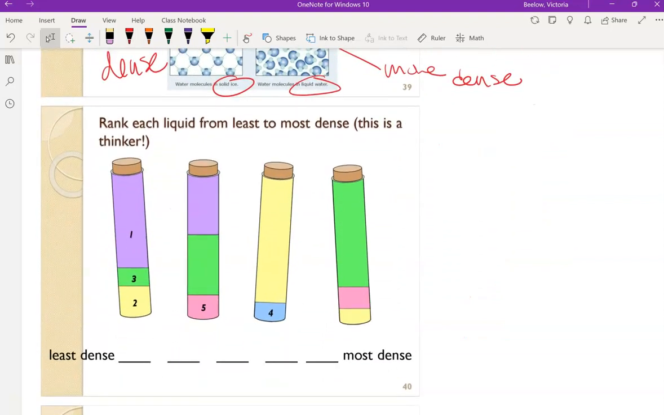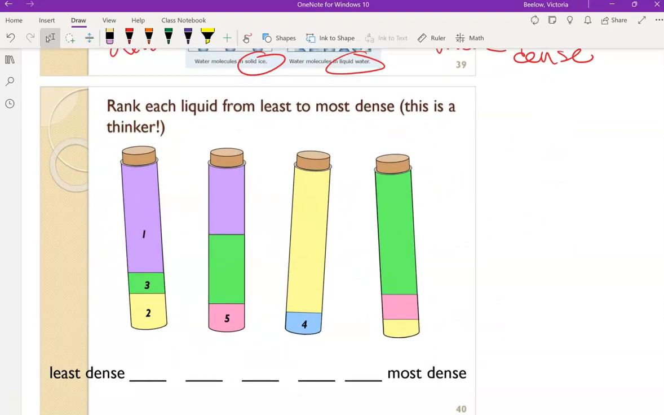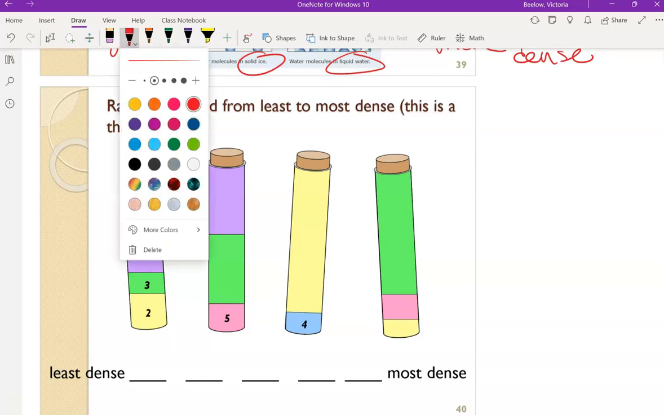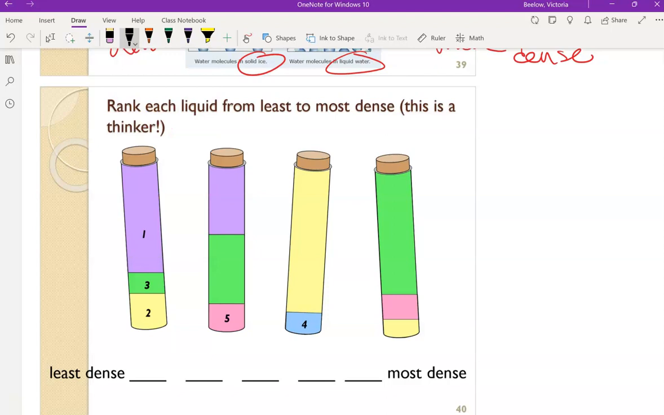All right, last is a little bit of a brain teaser. So we have 5 different liquids, and I want you to try to figure out which is the least dense and which is the most dense by putting them in order. So is number 1 least dense or most dense? Pause this video and see if you can figure this out.